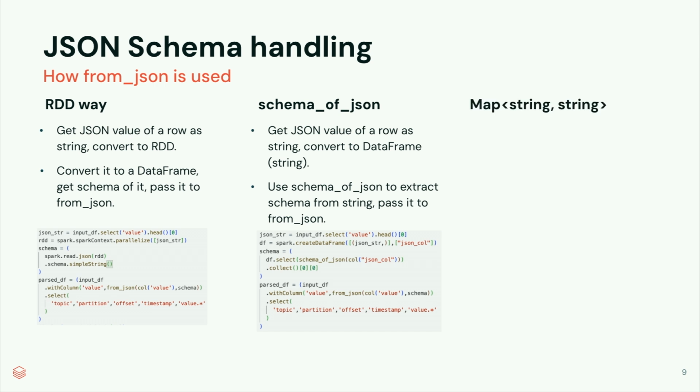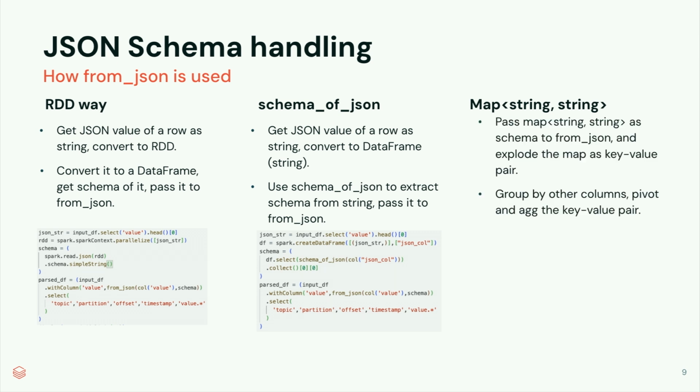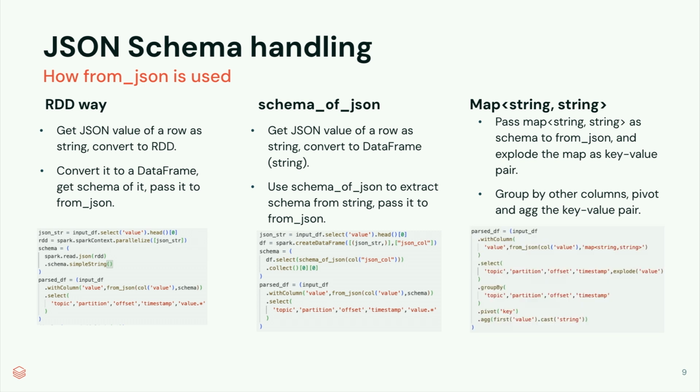The third approach is to use map<string, string> as a schema for from_json, and then you explode that map, group by, and pivot on the key-value pair. When you do this, it's effective in that you capture all the fields in your JSON data, but this is a very memory intensive operation, and all your fields are passed as strings because that's the hint that you specified. That's not what you want. Even the structs and arrays are going to be strings, and you have to do further processing on them.